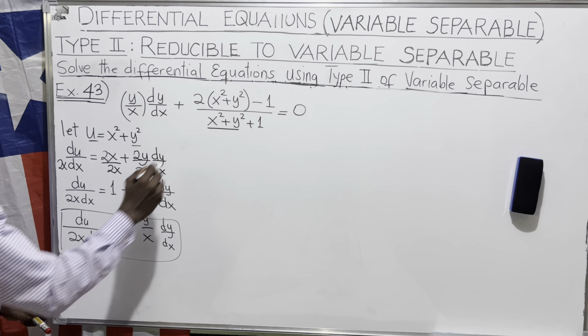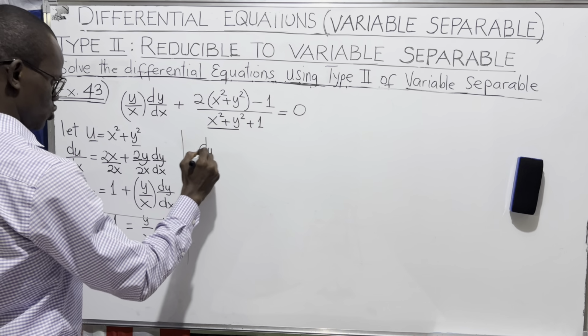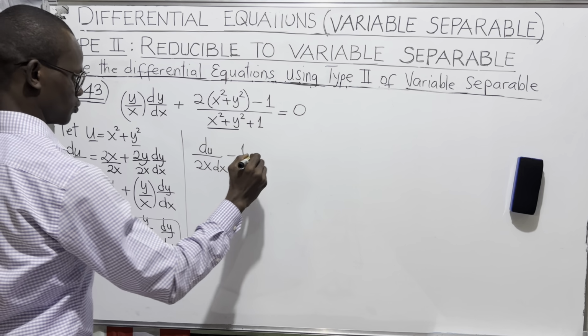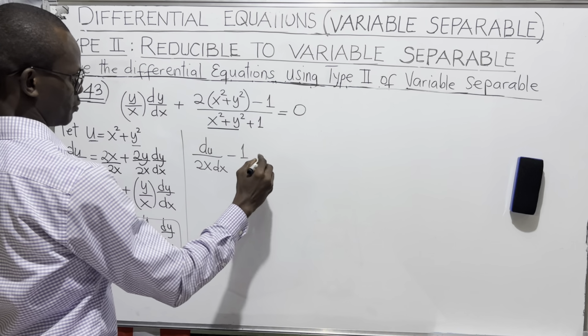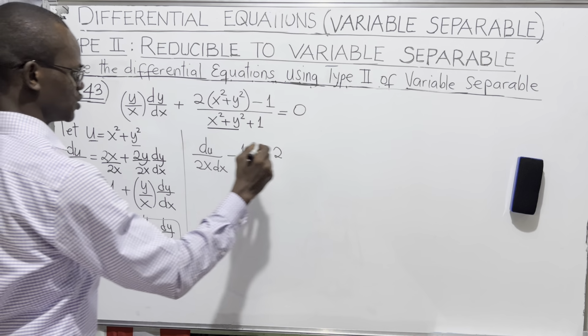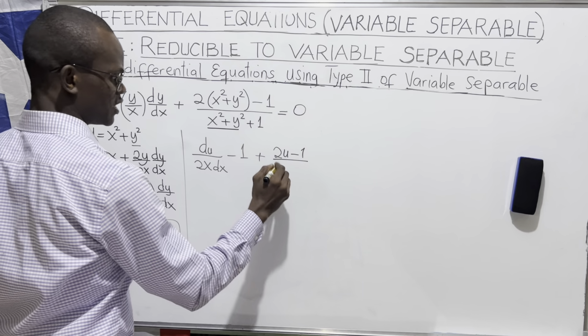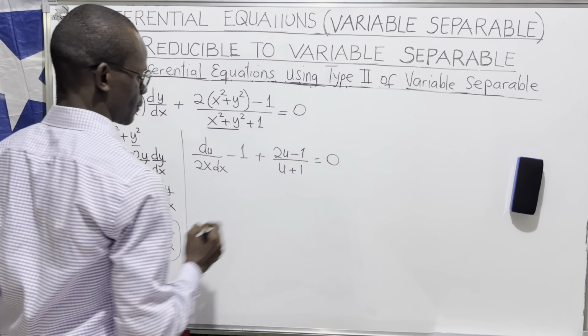So let's replace. Go to the problem. Wherever we see this one, we're going to put du over 2x dx minus 1, plus 2. Now x squared plus y squared is just u, so we have u minus 1 divided by this entire expression, which is just u plus 1, equals 0.